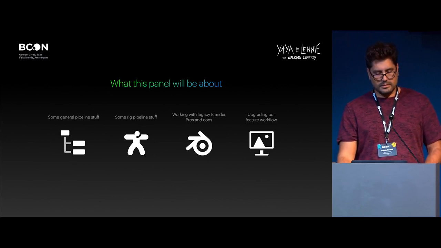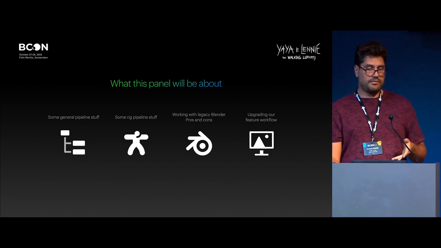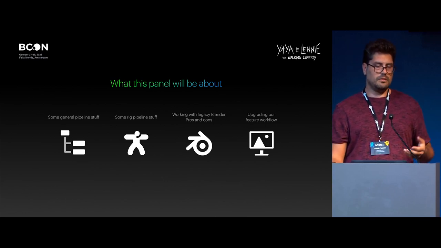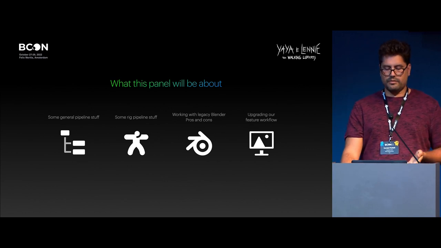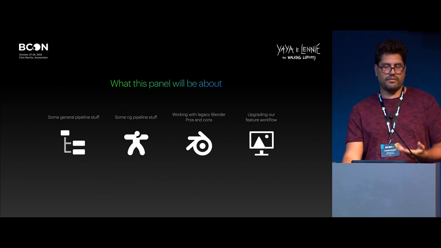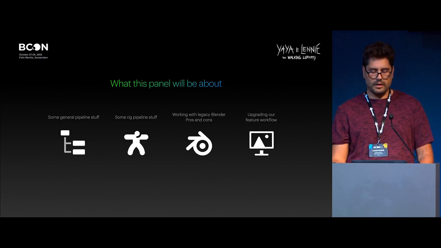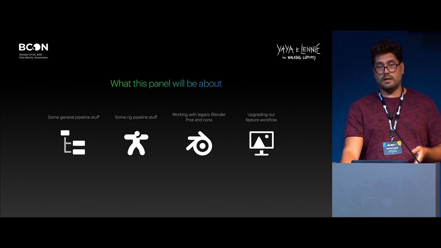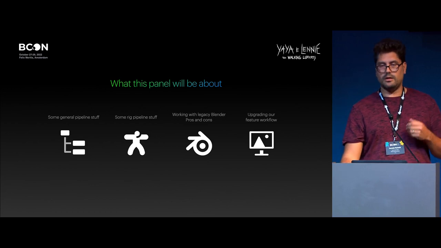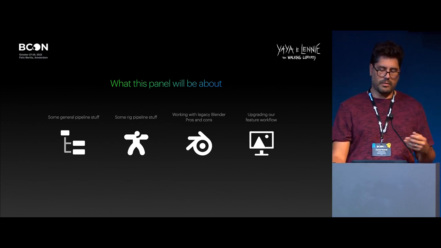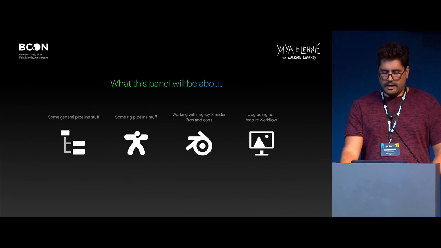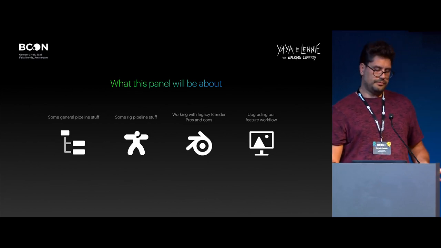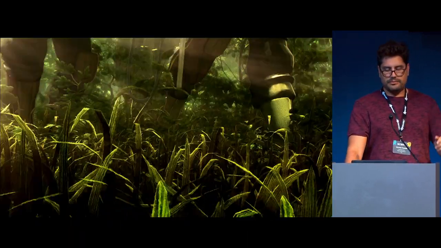There is something about some rig pipeline stuff, because we use Rigify heavily for our feature films, and we found more ways to streamline and use it. We're talking about working with legacy Blender, pros and cons, because this movie was made in Blender 2.79b, not 2.80, and I'm going on about it in a second, and how we upgraded our feature workflow. I would like to show you a trailer.